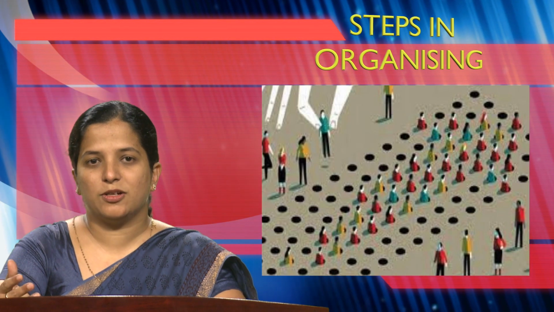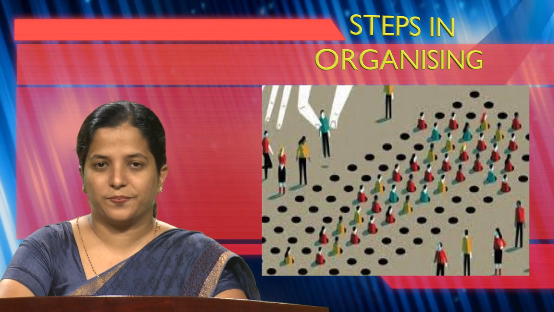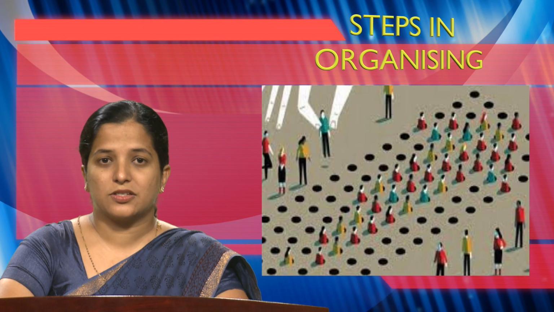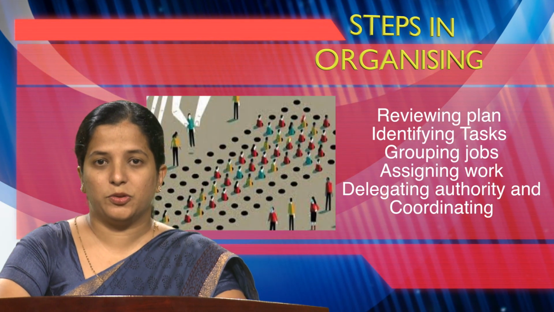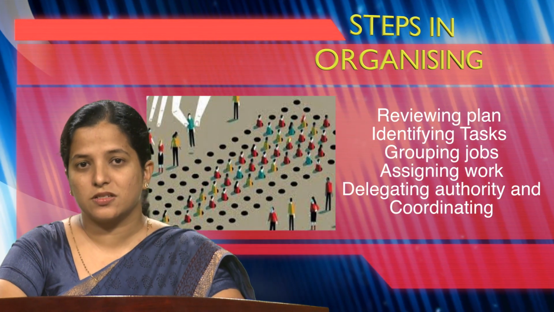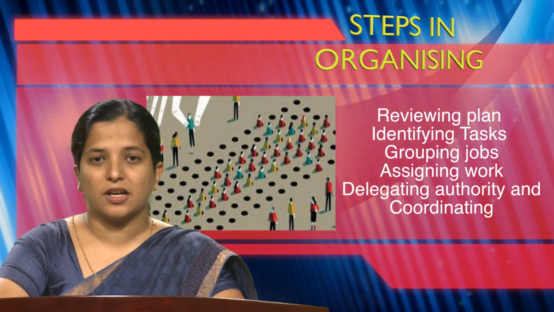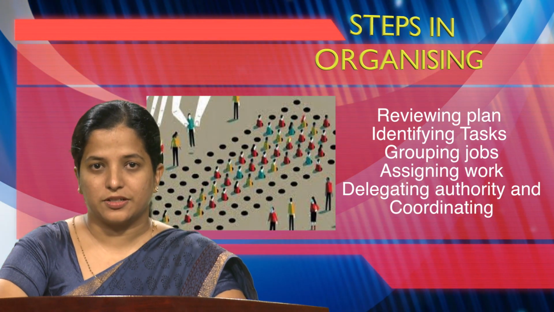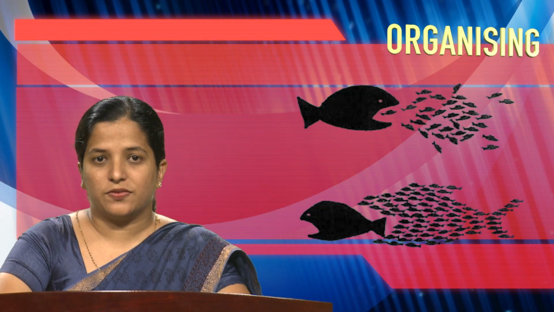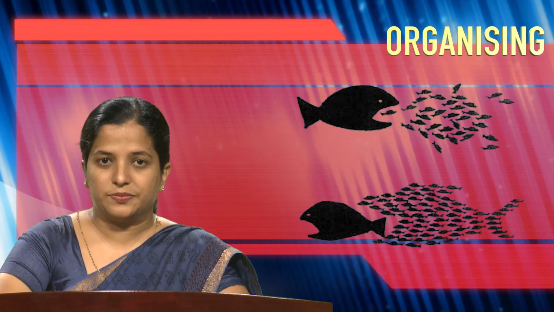Now, let's have a look at the steps in the process of organizing. There are 6 steps involved in this process. They are reviewing plans, identifying tasks, grouping jobs, assigning work, delegating authority, and coordinating. Let's learn the function of each step in detail.